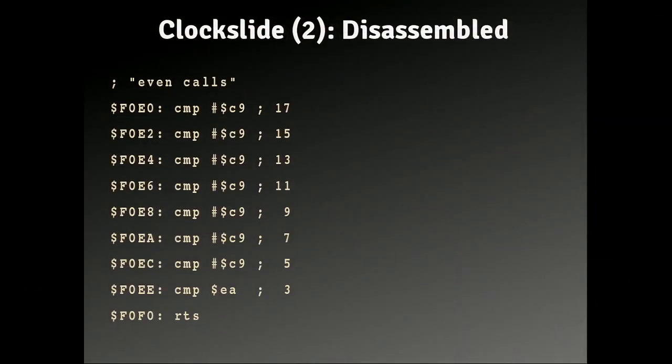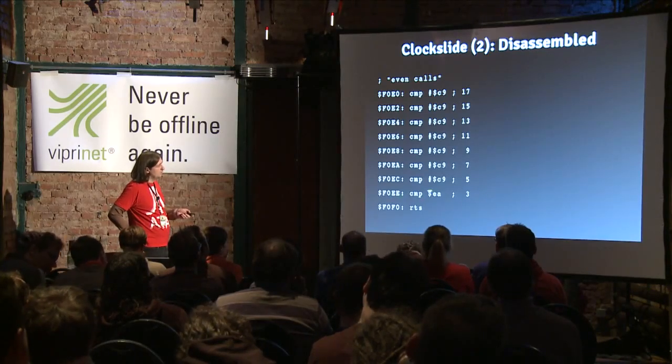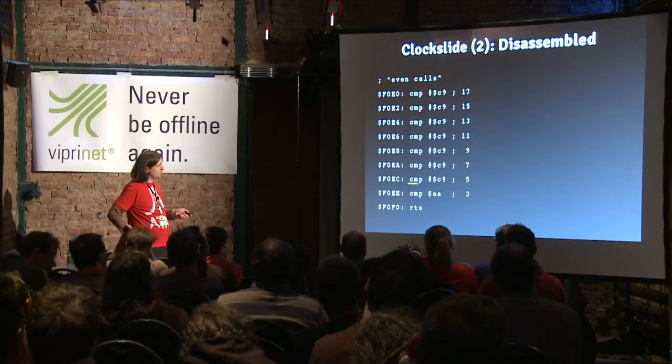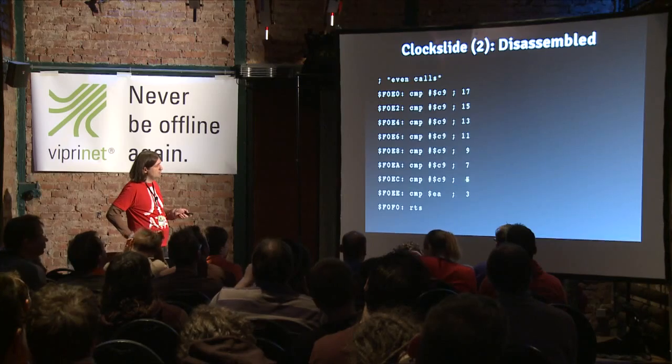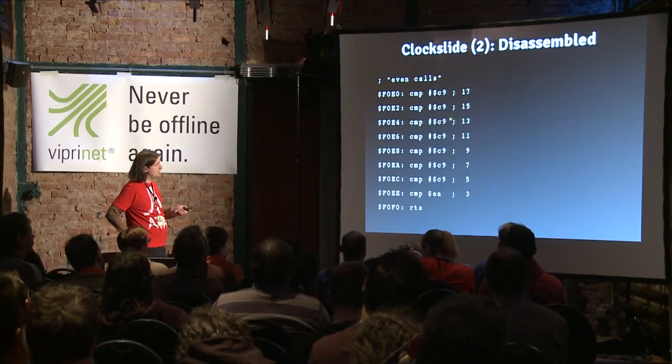If we're going to do an even call, let's go from the top, from the bottom up. We're going to get there from EE. We're going to waste about 3 clock cycles on the CMP $EA. If we're going 2 bytes earlier, we're going to get 5 clock cycles. 2 bytes earlier, 7 clock cycles. So you get the pattern.